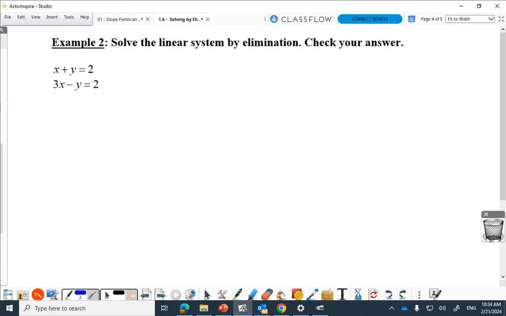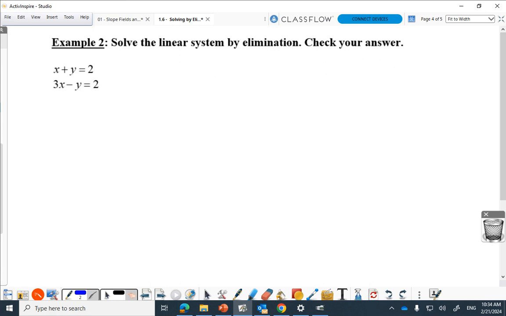Wait, so if it's two negatives or two positives, you can't do this? He asks a great question. If there's two negatives or two positives, you can't do this. And the answer is no, you can do it, but you might have to use a different operation. I'll show that off in just a second. Great question.